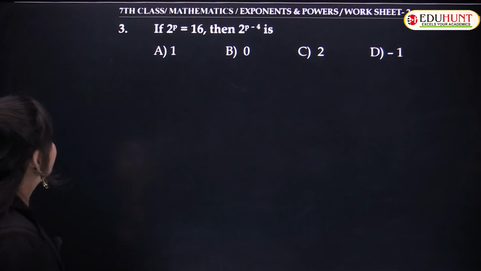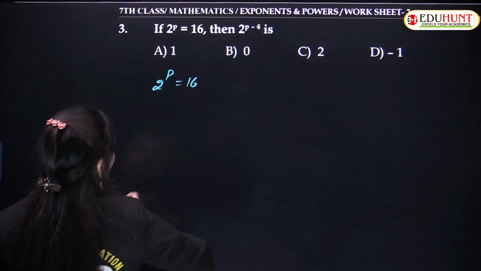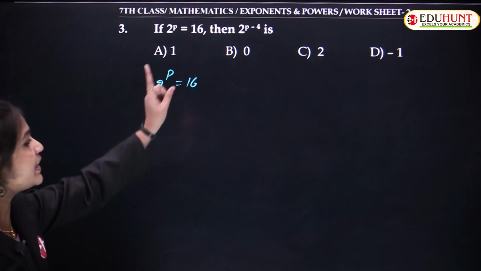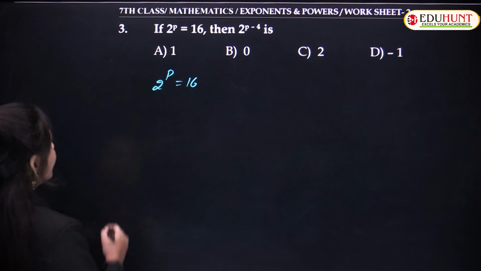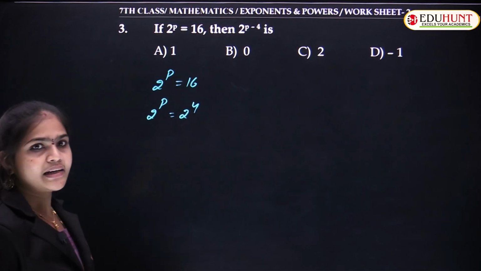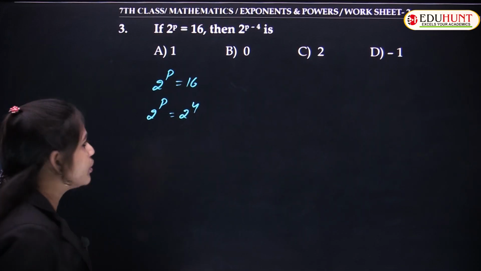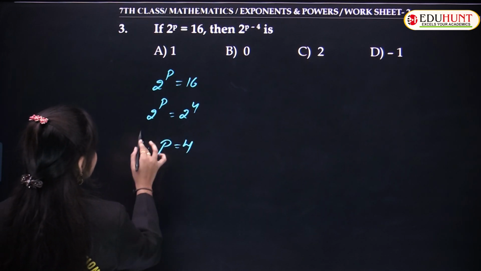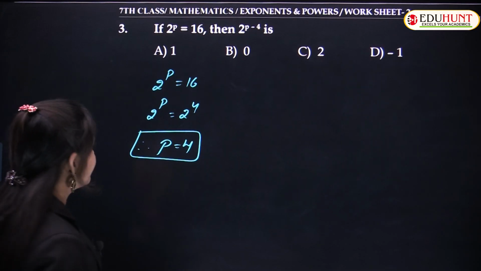Third question: if 2 power p is equal to 16, then we need to find the value of 2 power p minus 4. Before that, first find the p value. Here 2 power p is equal to 16, and we can write it as 2 power 4: 2 2 is 4, 4 2 is 8, 8 2 is 16. Since the bases are equal, their exponents must be equal. Then here p is equal to 4.